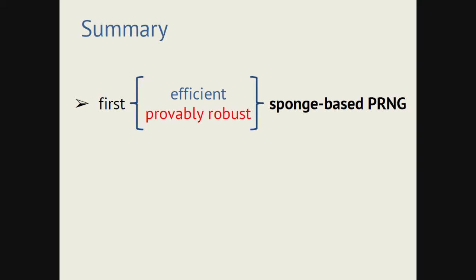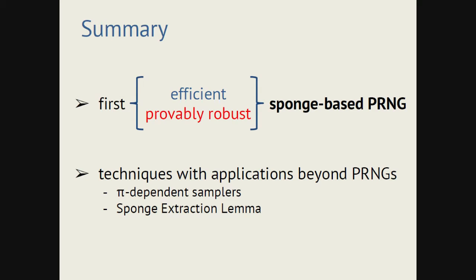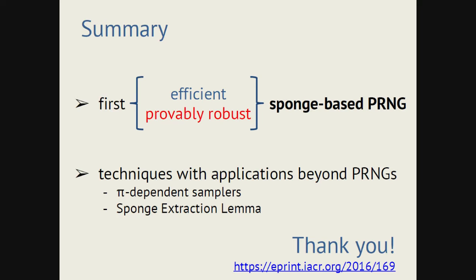So just to sum up, we give the first efficient and provably robust sponge-based pseudo-random number generators. And several of the techniques that we use turn out to have applications beyond PRNGs. The ones that I would like to highlight are the formalization of pi-dependent distribution samplers, and the analysis of the extraction properties of the sponge construction in the random permutation model. So thank you very much, and I'm happy to take questions.